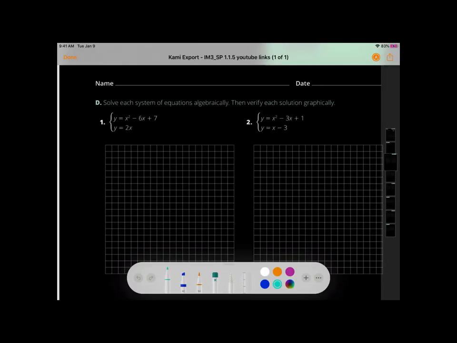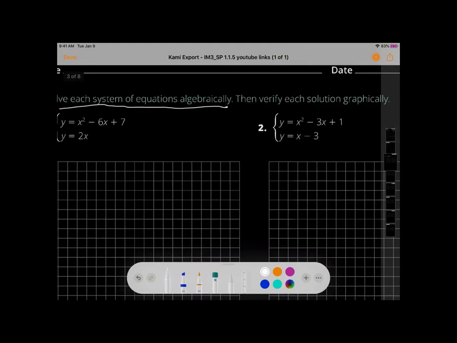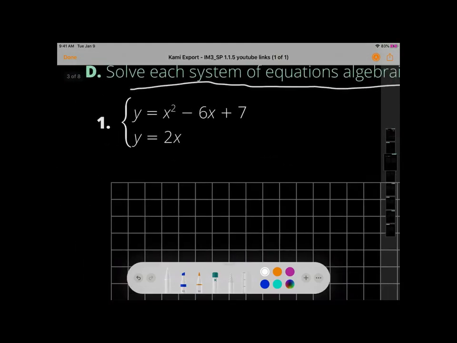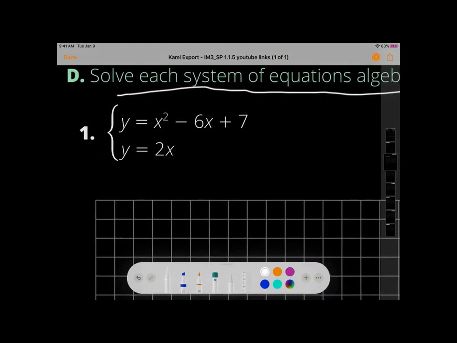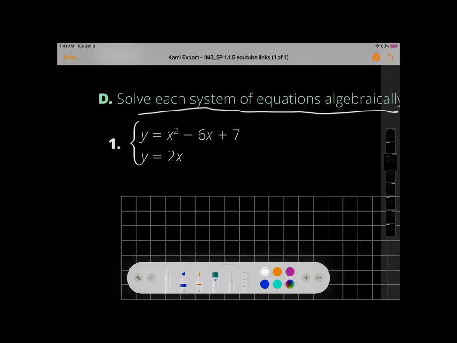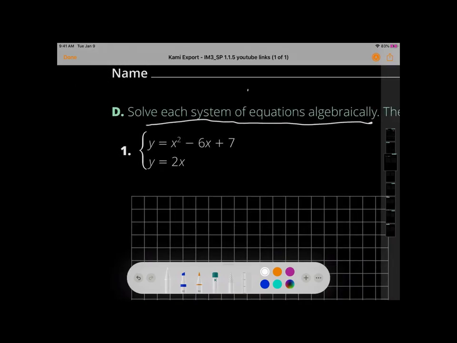Hey guys, let's go over D1, solving each system of equations algebraically, then verify each solution graphically. Okay, so how do we solve systems algebraically? The easiest method, if you look at both of those equations, is that they both are equal to the y variable. So just use substitution. What is substitution? I'm going to write the problem below.